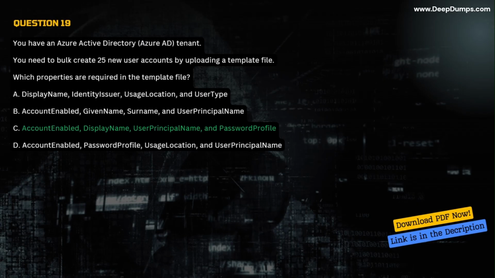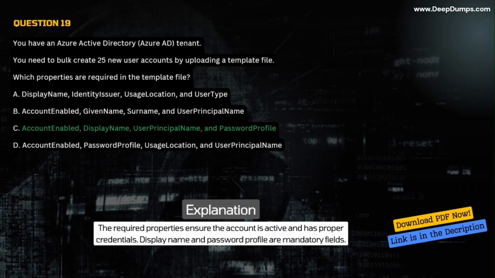Correct answer, C. Account enabled, display name, user principal name, and password profile. Explanation. The required properties ensure the account is active and has proper credentials. Display name and password profile are mandatory fields.